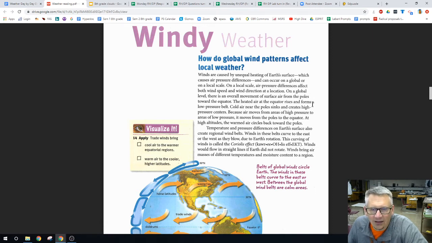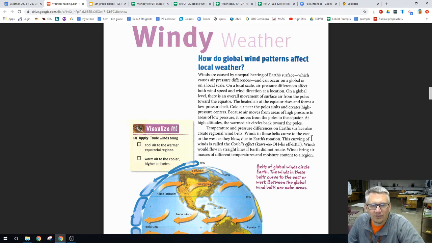The heated air at the equator rises and forms a low pressure belt. Cold air near the poles sinks and creates a high pressure belt. Because air moves from an area of high pressure to areas of low pressure, it moves from the poles to the equator. At high altitudes, warmed air circles back towards the poles.